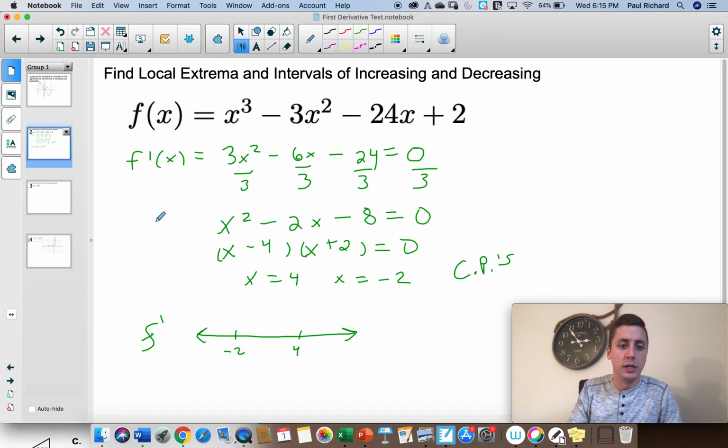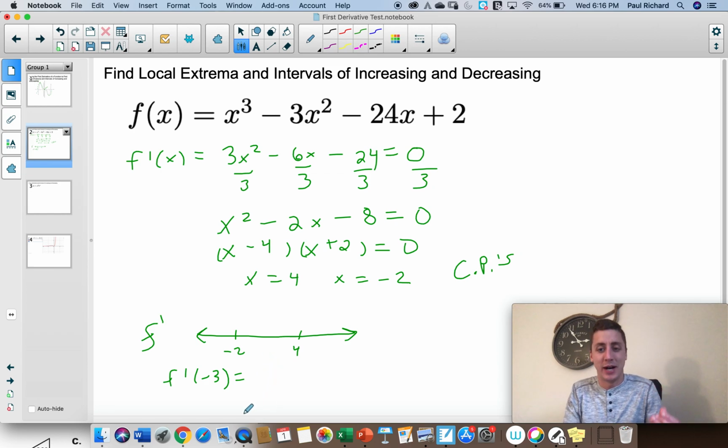Let's plug in -3 into our first derivative. For this, I don't care about what the number is. I just care about whether it's positive or negative. So I'm going to plug it into the factored form right here. If I plug a -3 into here, I get a negative number. If I plug a -3 into here, I also get a negative number. And we know that a negative times a negative is positive. Okay, that's the first interval taken care of.